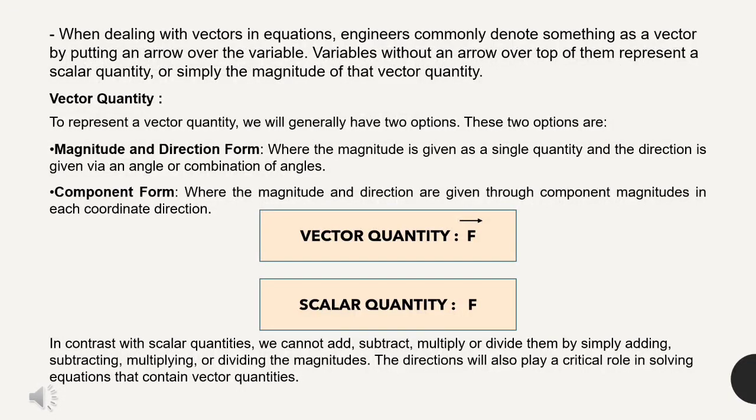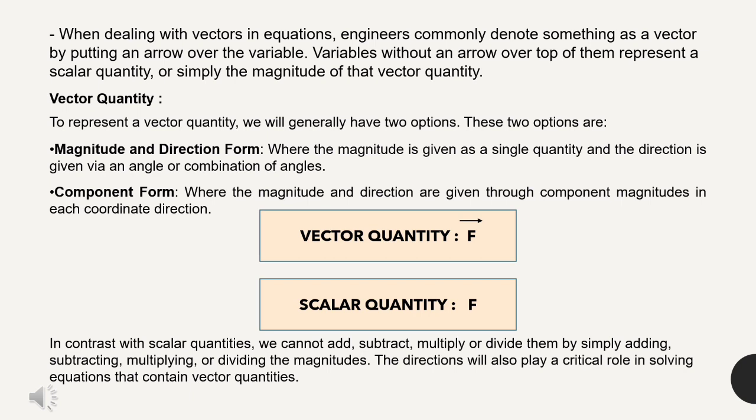When dealing with vectors in equations, engineers commonly denote something as a vector by putting an arrow over the variable. Variables without an arrow over the top of them represent a scalar quantity or simply the magnitude of that vector quantity.